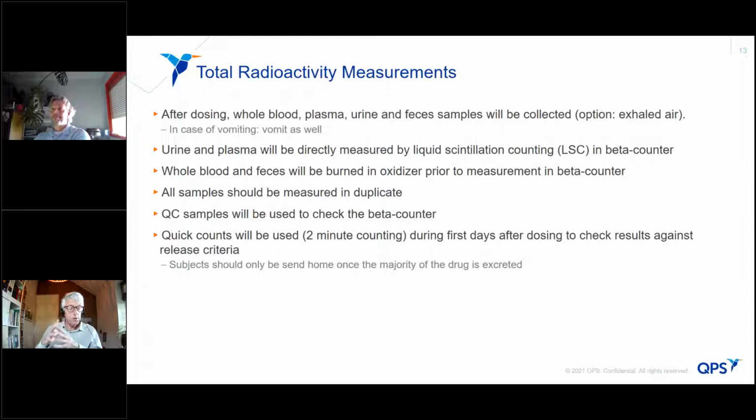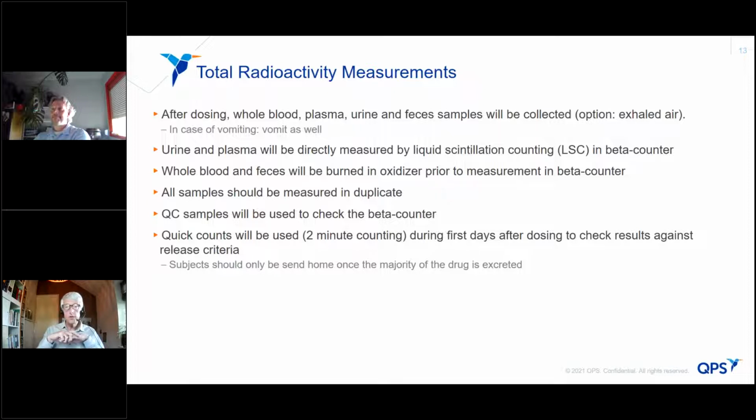Once samples are collected for a mass balance study, the first step is to measure the total radioactivity. Just measure how much radioactivity is present in a sample of a certain matrix, for example, feces, plasma, or urine. Keep in mind that this still doesn't require any separation of metabolites. You simply measure the total amount of radioactivity present. In part 2 of this webinar, Dr. Fred van Heuvel will explain many more details on the analysis.